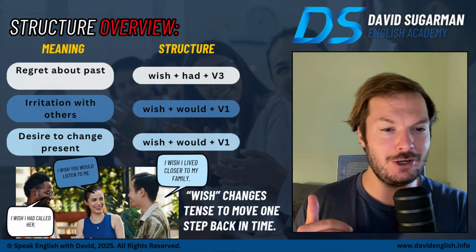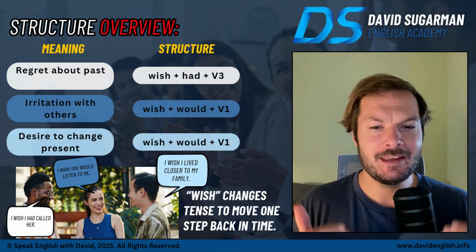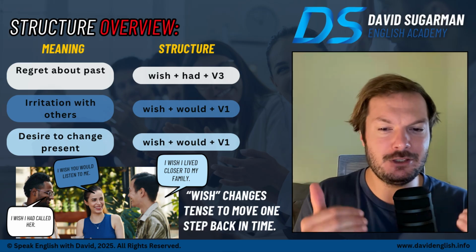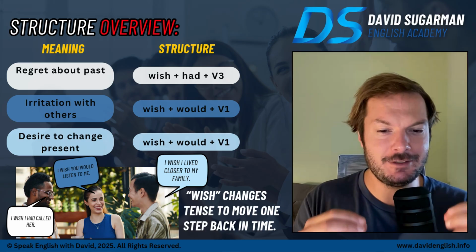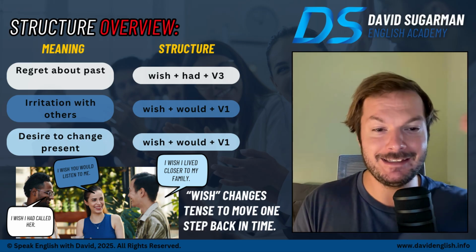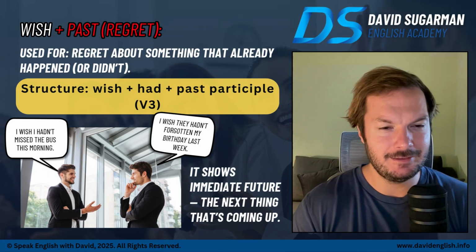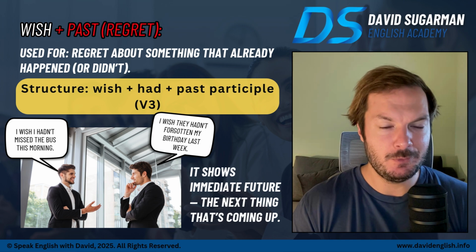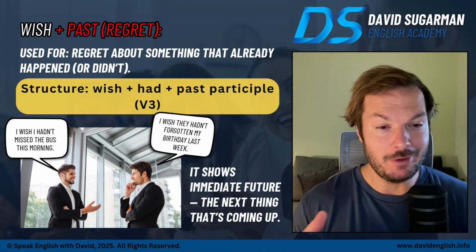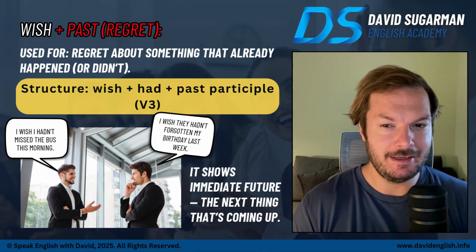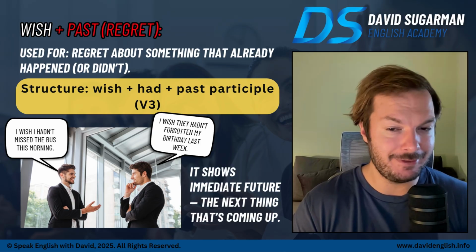Here are some examples. I wish I had called her. I wish you would listen to me. I wish I lived closer to my family. Wish changes tense to move one step back in time. Wish plus the past is used for regret about something that already happened or didn't. The structure is wish plus had plus the past participle, or verb 3.